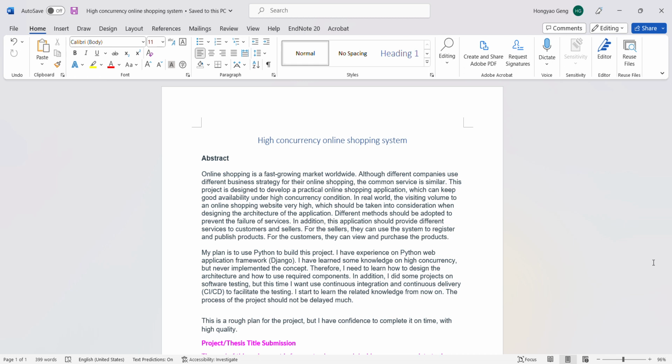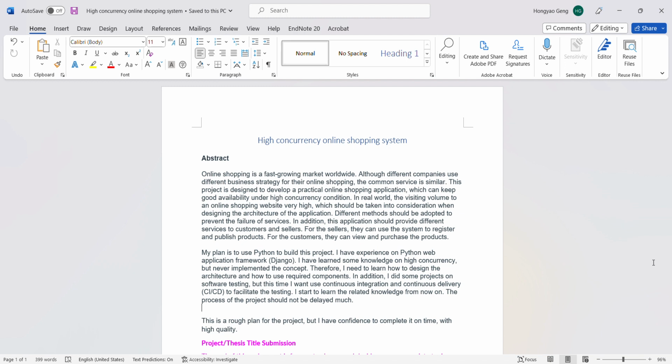Hello, my project is a high concurrency online shopping system. This is a platform designed for small businesses and customers. Therefore, there are two important modules. One is vendor, and the other one is customer.